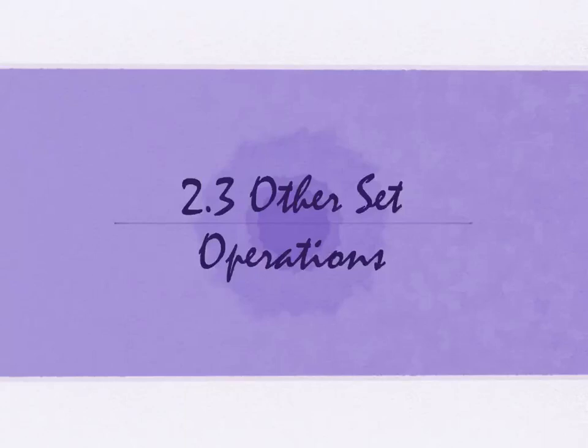Section 2.3 is our last section in Chapter 2, which means that we're not too far away from a test coming up. Don't freak out. We've still got a little bit, but this is our last section before the test. We're going to talk about other set operations in this section. We'll finish probably 40% or so of this today, and then we'll finish the rest next time.